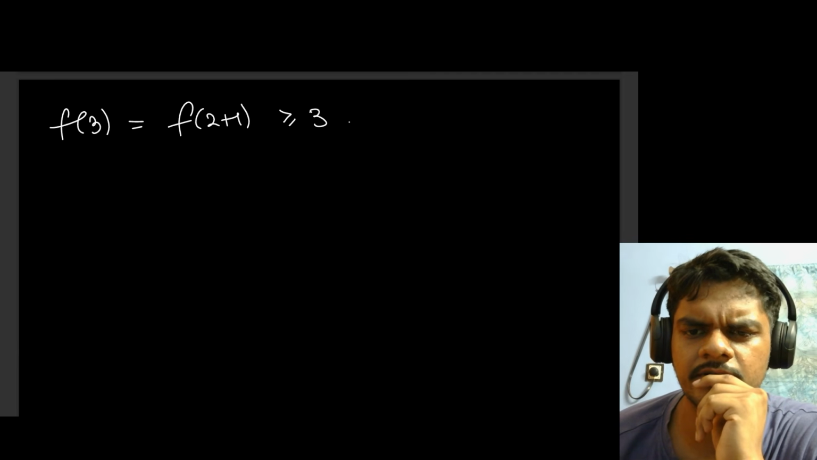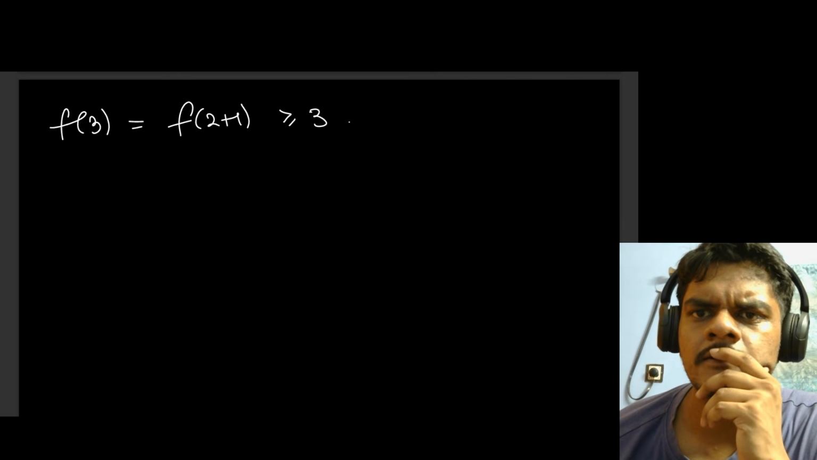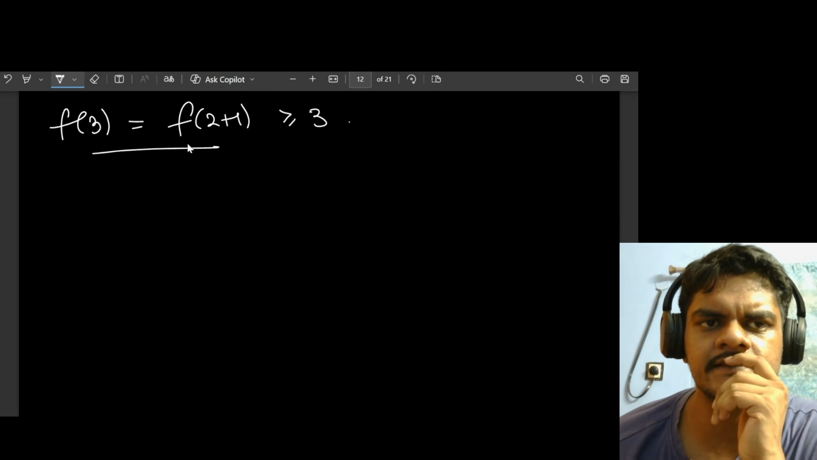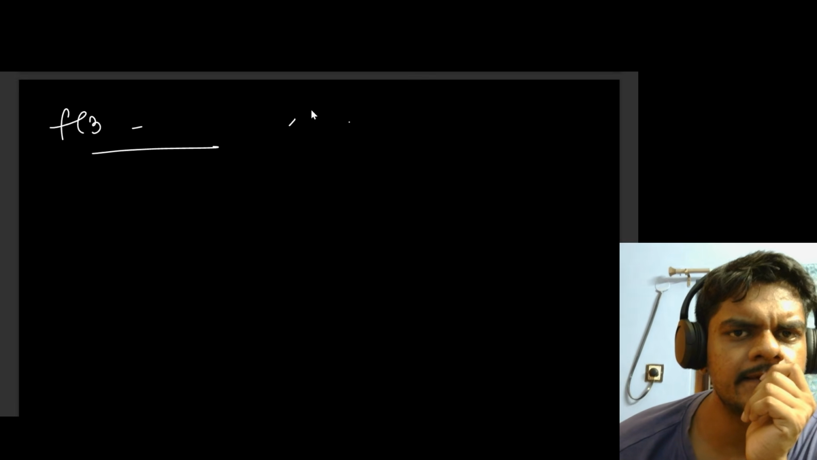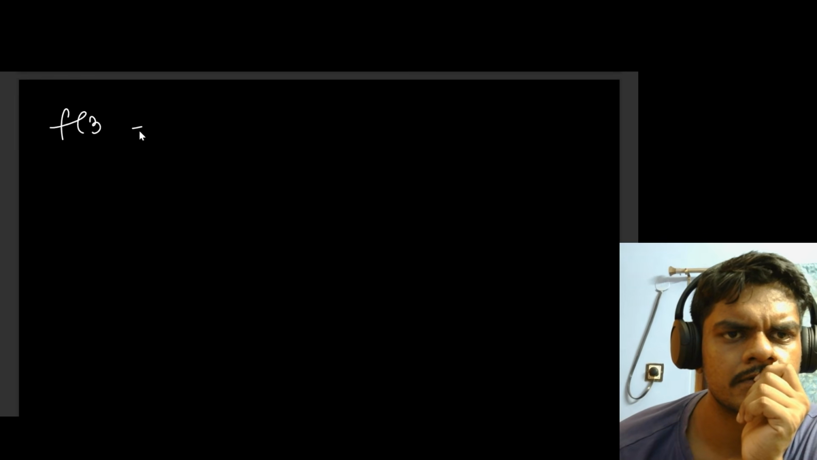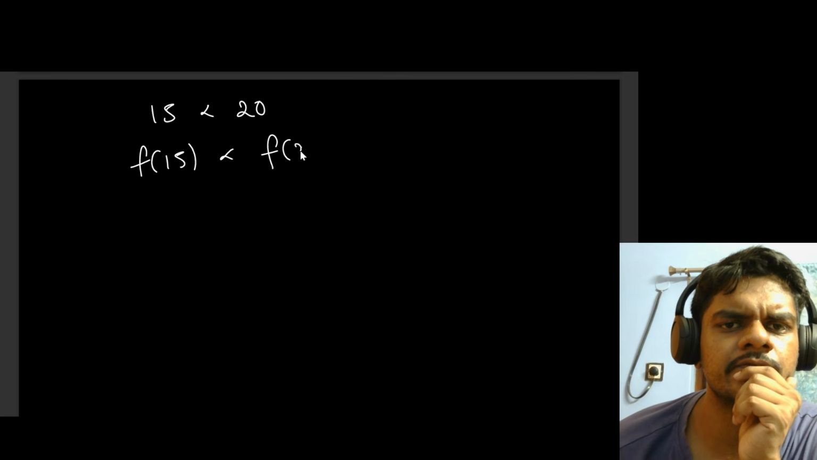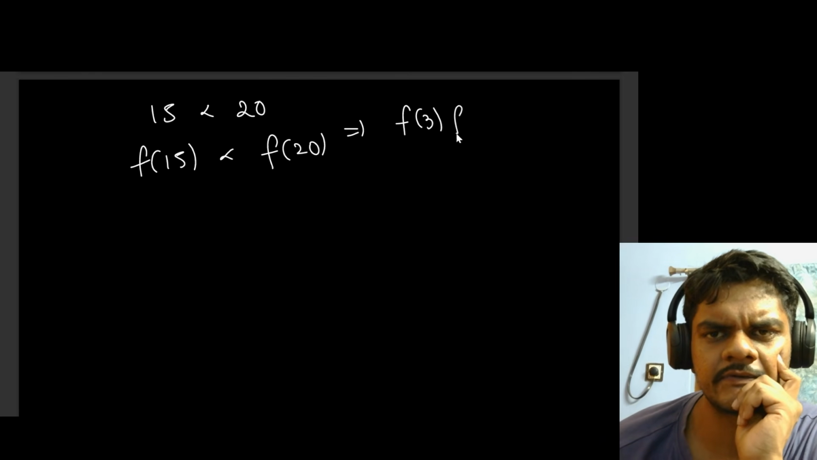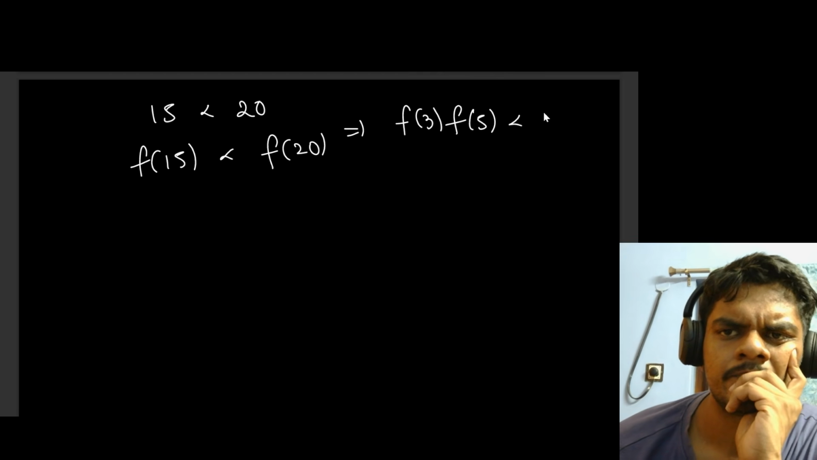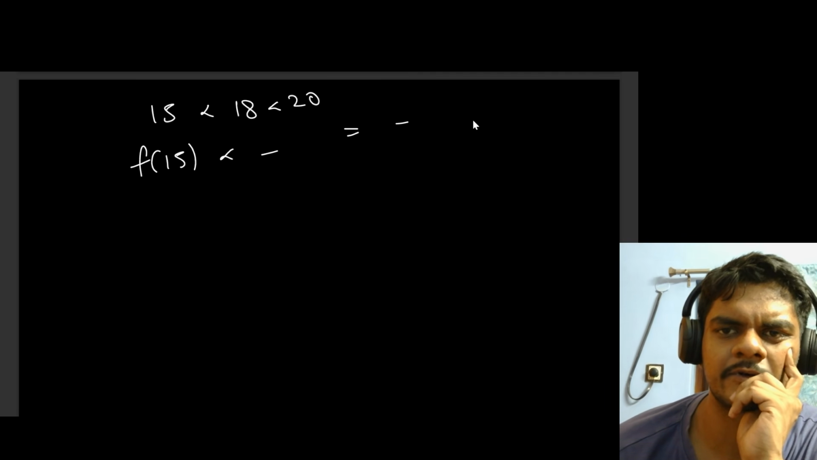Okay, just a minute. I think there is some. So if we get an inequality from the other side for f of 3, let's say 15 is less than 18, or rather 15 is less than 20. So f of 15 is less than f of 20 because f is an increasing function. This will imply f of 3 into f of 5 is less than, rather I would write it as 18 less than 20. Both should come. I think that is important because otherwise I cannot separate. So f of 18 less than f of 20.